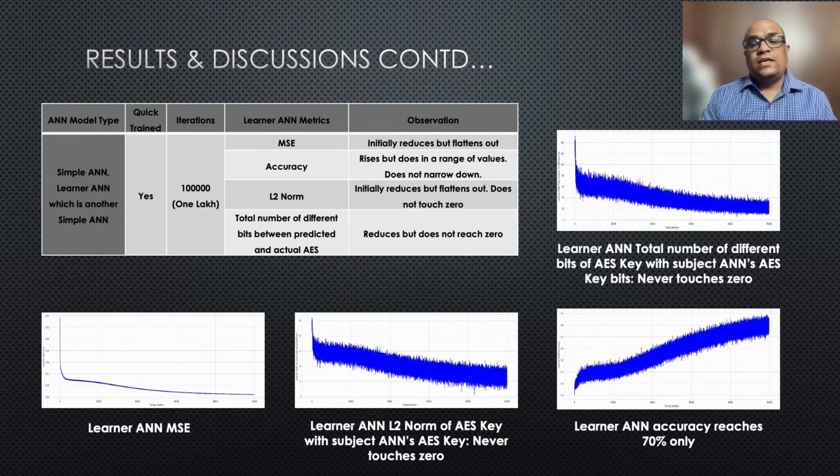And the learner ANN's accuracy goes up to 70% at most, which means that the learner ANN is not good enough. Even with 1 lakh iterations of training, it is not good enough, and it's a poor approximation of the real ANN.